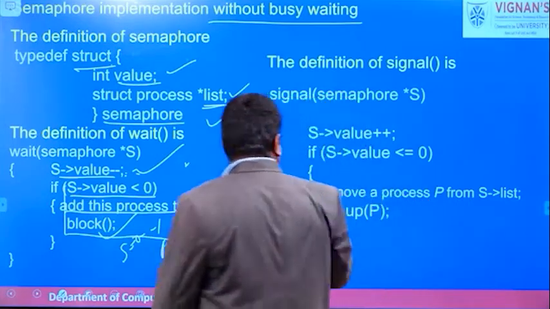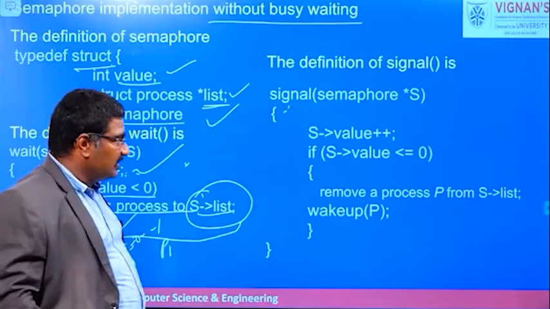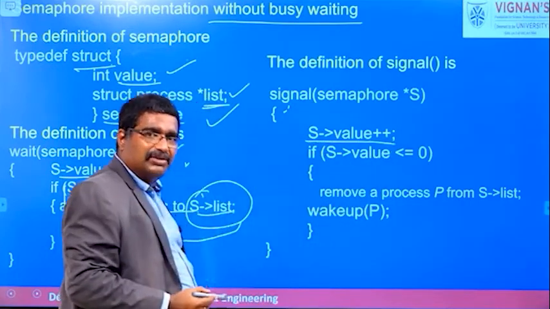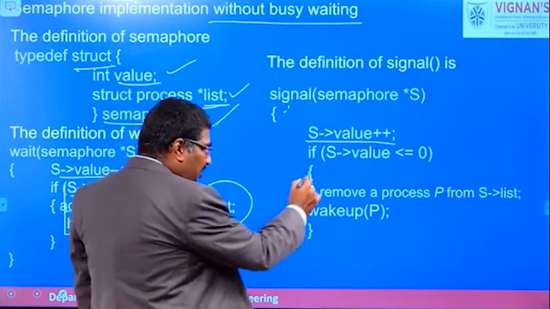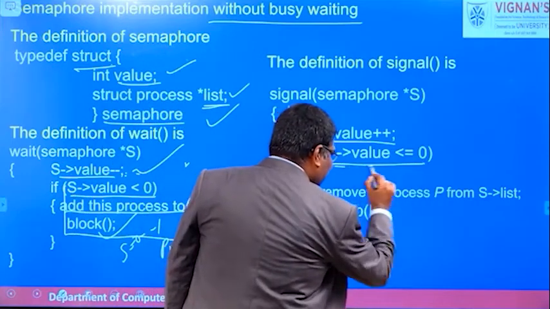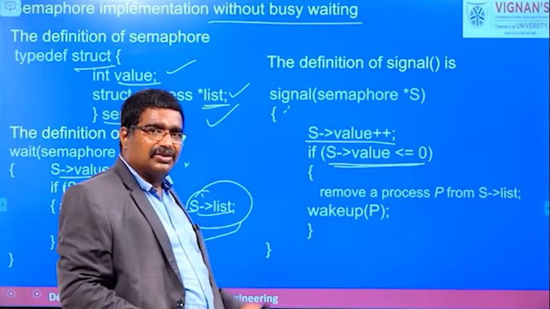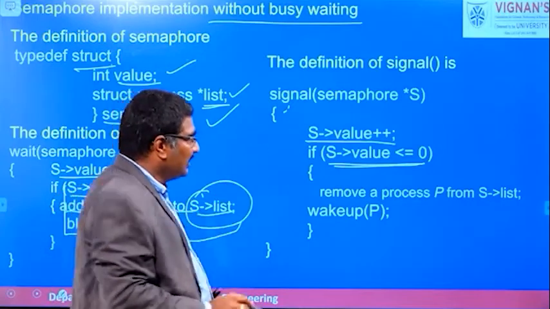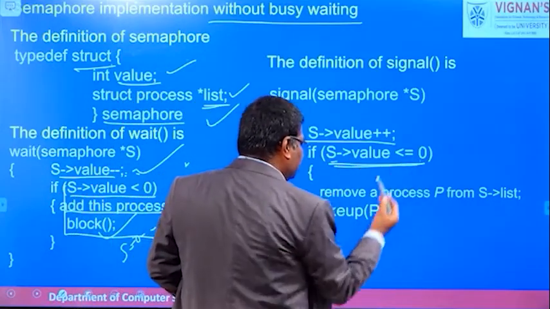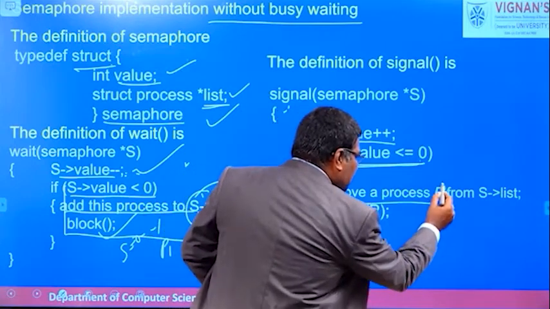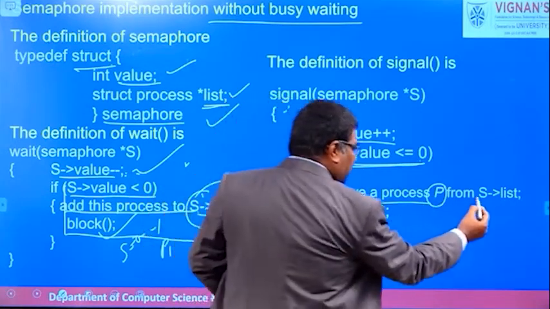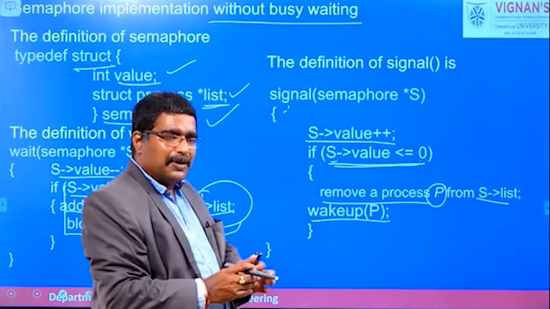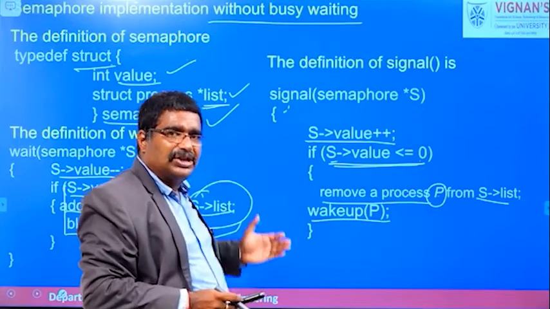Now we discuss the signal function. In the signal function, just like the previous signal function, the semaphore value is increased by 1. After increasing the value, we verify if the semaphore value is less than or equal to 0. That happens only if some other processes are waiting for this semaphore and are suspended. In that case, we remove a process P, one of the processes waiting in the S dot list, and we wake up P. That is, the P process is resumed and allowed to continue its operation.